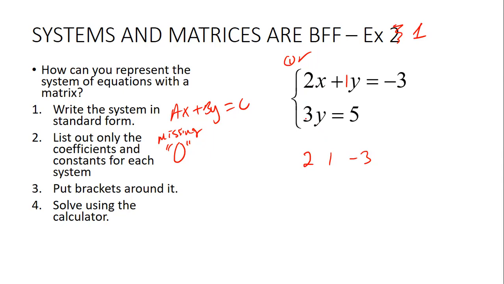Okay. And my second row, I have 0, 3, and 5. Why do I have 0? I don't have an X. Something is missing. And if it's missing, I put a 0. And some textbooks, you may see them draw a line that separates your coefficients from your constant. It doesn't really matter. But the main thing is you're going to put a bracket. And here is your matrix.